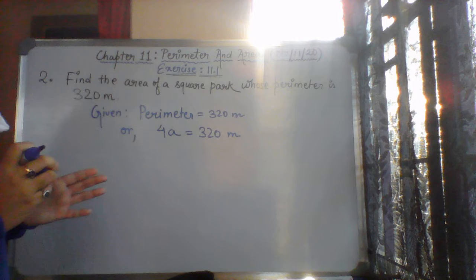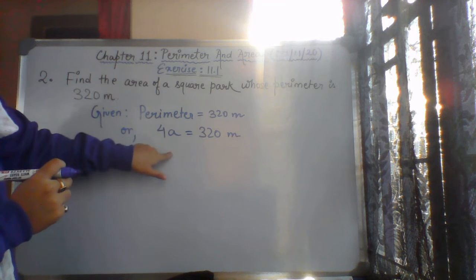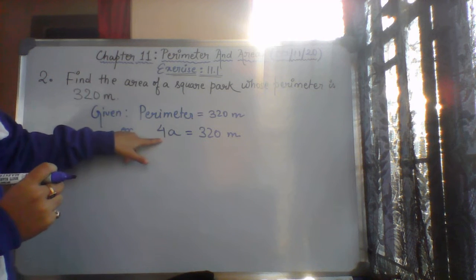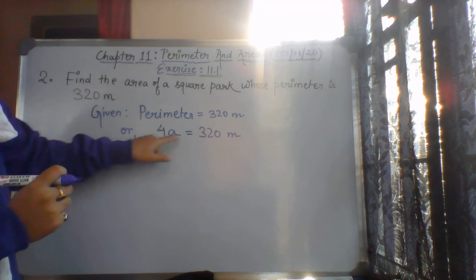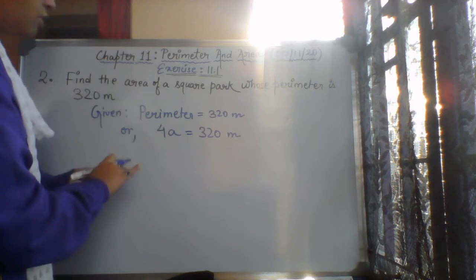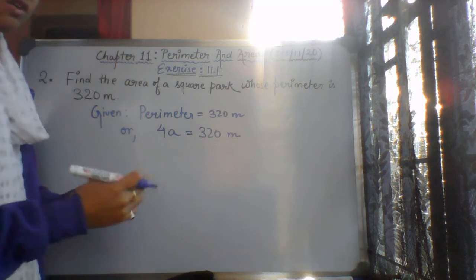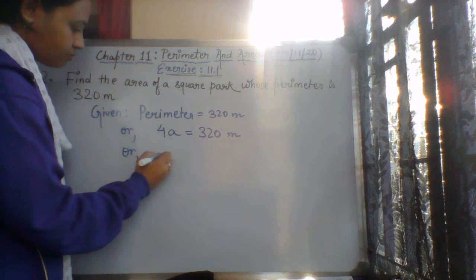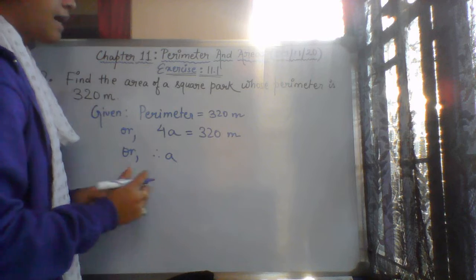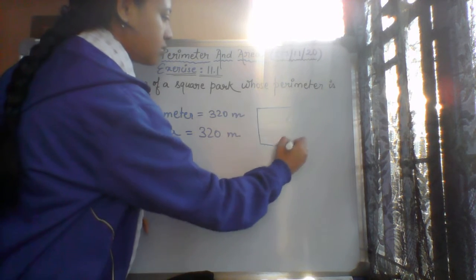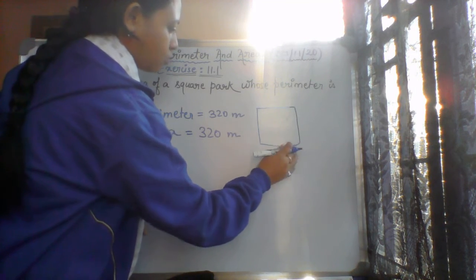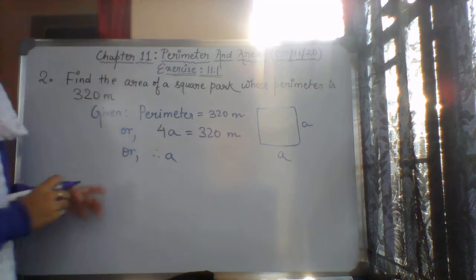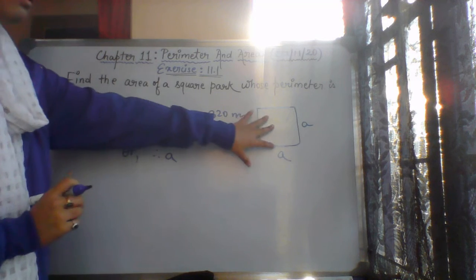I'm not doing anything here. Below perimeter, I'm just writing the formula for it. Since it is a square, I'm writing the square perimeter formula. So you start with the given sentence and just proceed. You will easily get the side. Therefore A represents the side of the square. So you can draw it over there to mention that we are considering A as the side of the square park.